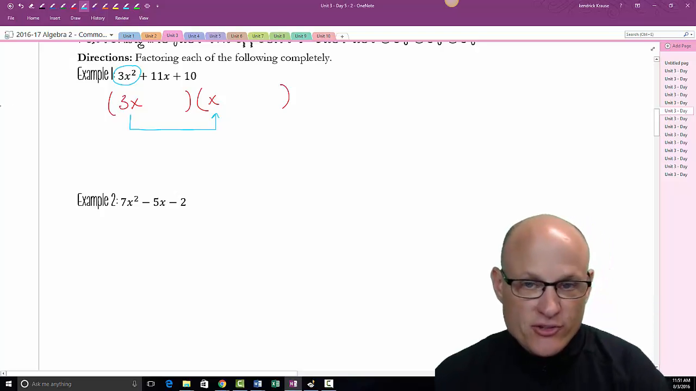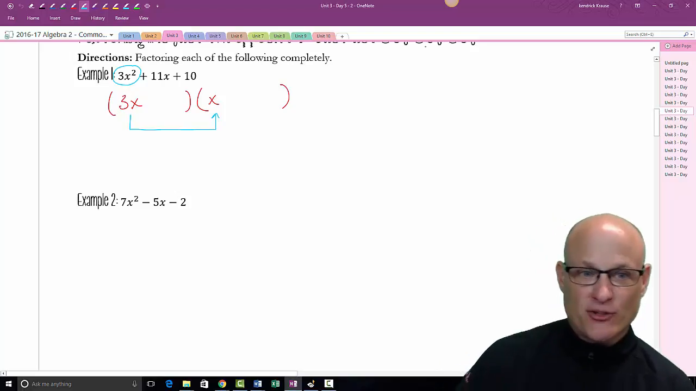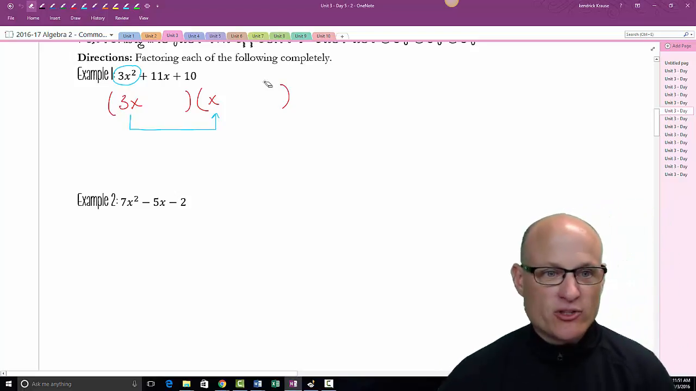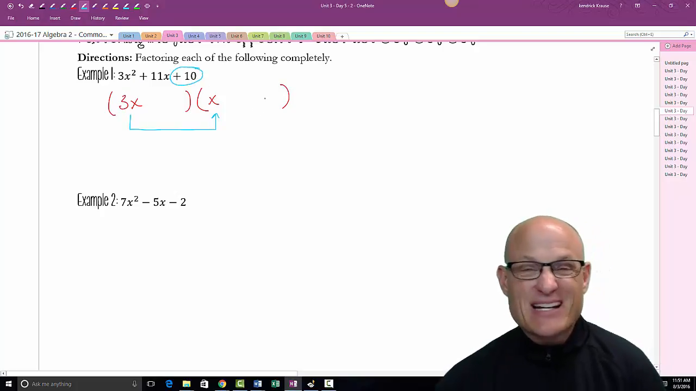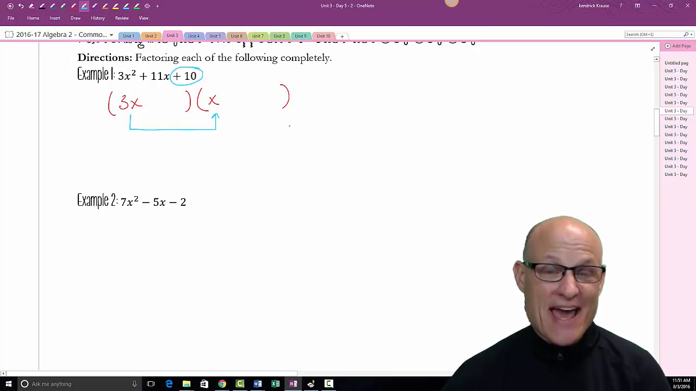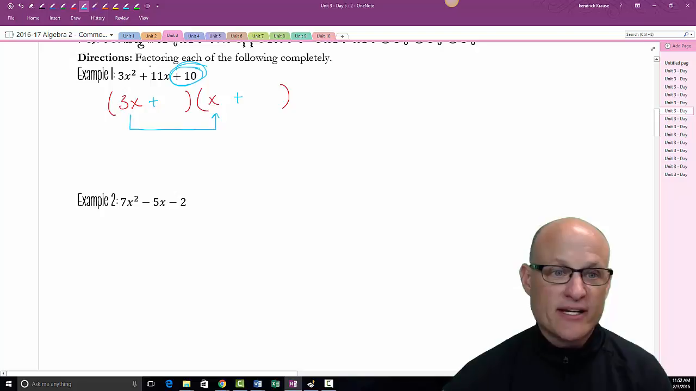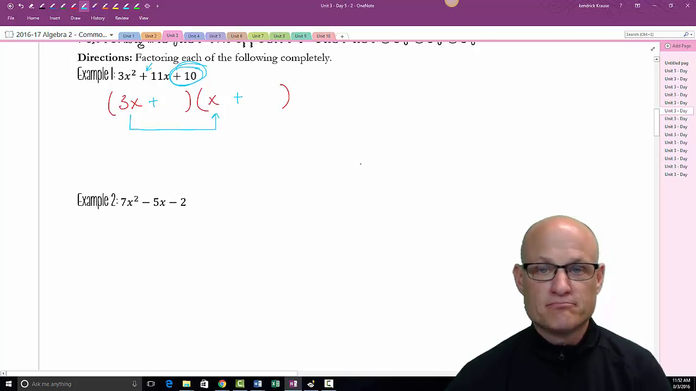Now I'm going to start teaching you some tricks and some methods to go a little bit faster. The next place I want you to look is the positive 10. Because it's positive 10, I know the two signs have to be the same. So they're either both going to be negative or both going to be positive. And this will tell you what they're going to be.